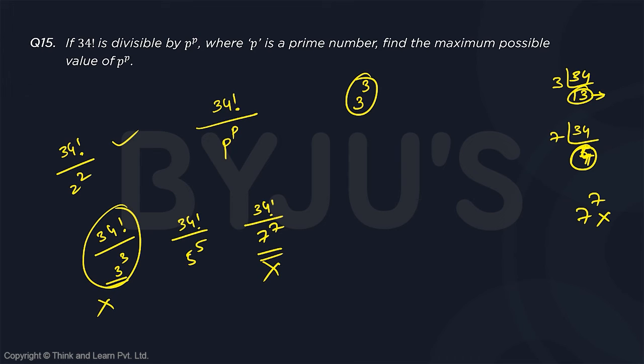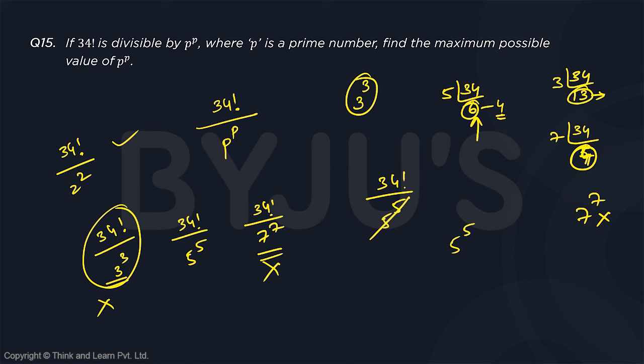Let's check for 5. Do you have five 5s or not? So 34 factorial, how many 5s are there? 5 6s are 30, remainder is 4. So you will have 6 5s for sure. So definitely 34 factorial, when you divide by 5 power 5, all of these 5s will get cancelled because there are 6 5s in it. Therefore, the maximum value of p power p is 5 power 5.